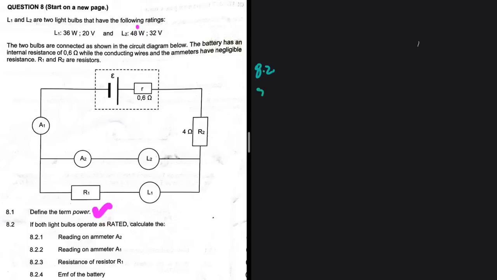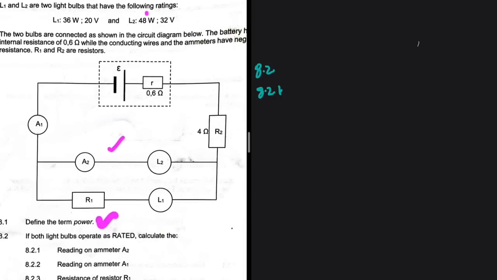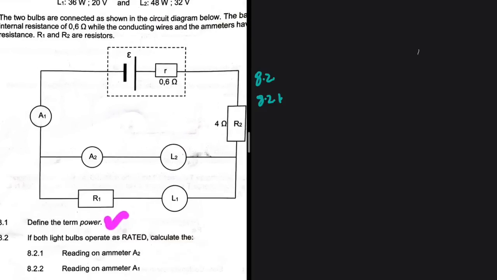Back to question 8.2.1, we want the reading on A2. So the bulbs are operating as rated. That is very important. That is information that basically unlocks the equation. What does that mean? It means that the power dissipated by L2 is that which is rated, right? It is that which is given to us, 48 watts. So that is what's going to allow us to find the reading on A2, right? Because we know that the current that passes through A2 is the current that passes through L2, because they are on that same parallel path.